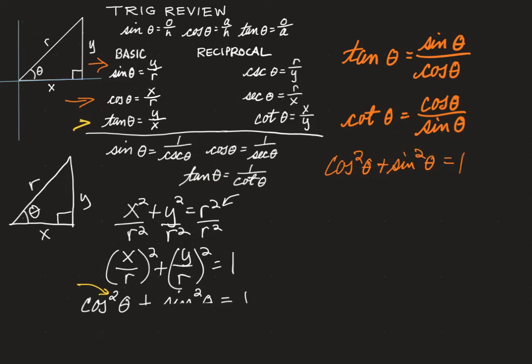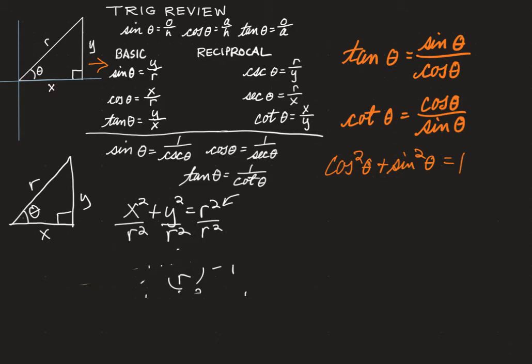But let's look back at how we arrived at this place. We divided everything on both sides by r squared. Why? Because it was useful. It was kind of fun to see what happens if you do that. Well, as long as we divide everything on both sides by the same value, we can do that with any value. So what would happen if instead of dividing everything by r squared, we divided by x squared? What would we get?